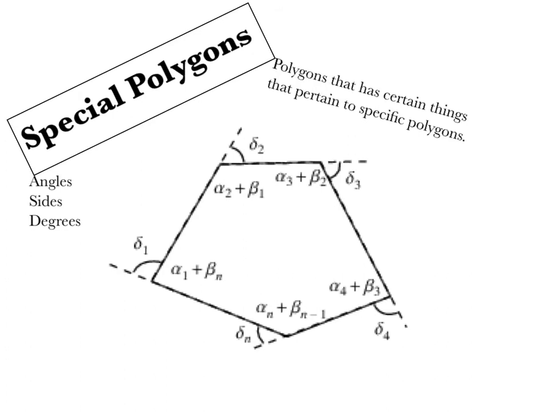Our next section is on special polygons, which is where we're going to look at quadrilaterals. Special polygons are polygons that have certain properties that pertain to specific polygons. In this case, they are quadrilaterals. So we're going to look at angles, sides, and degrees. We're going to create a little web to help you out with that. Each one of these has its own specific way of identifying what you're looking at.